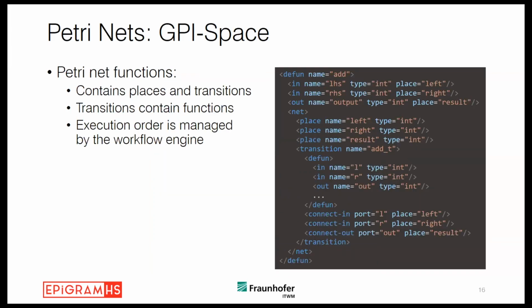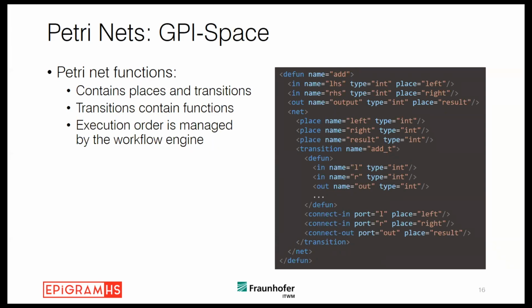Then the last one, a PetriNet function. So a PetriNet function uses as a definition of what it does, a PetriNet, a net. A PetriNet has places defined and transitions. And each transition on its own part refers to a function which tells it what it can execute.